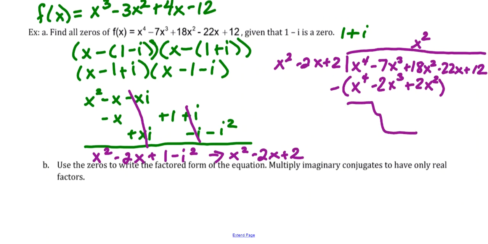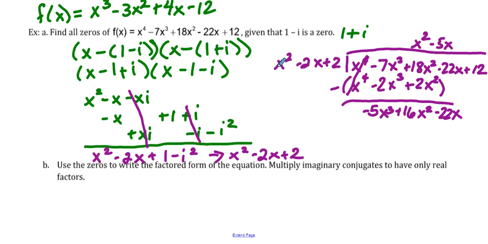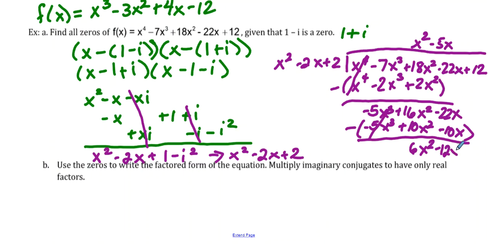Subtract. Okay, those cancel. Negative 7 minus negative 2 is negative 5. 18 minus 2, positive 16, and bring down the negative 22. Now we're doing negative 5x to the 3rd, the first term, divided by x squared. That gives you negative 5x, so that comes next over here. Multiply negative 5x times all three of these terms. So negative 5x to the 3rd plus 10x squared minus 10x. And subtract. So your first terms cancel. 16 minus 10 is 6. Negative 22 minus negative 10 is negative 22 plus 10. So negative 12x. And then bring down the plus 12.